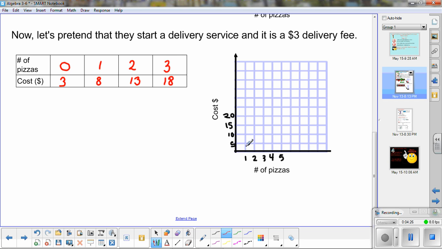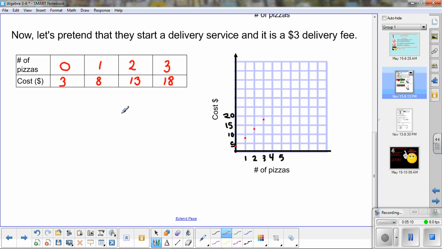Now, if I were to graph that, (0, 3) is going to be about right there. (1, 8) is going to be about right there. (2, 13), about there. And (3, 18) is about right there. You'll notice it is still in a straight line because it's still going up at a constant rate. It's going up $5 every time. But because of that delivery fee, the whole line is shifted up $3. It starts at 3. This is not a proportional relationship because it doesn't go through (0, 0).